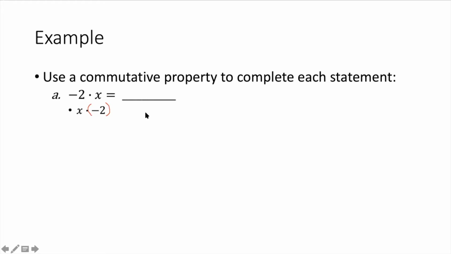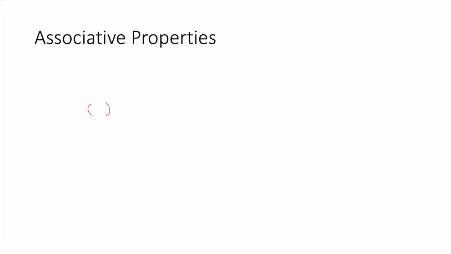All right, next, 19 plus 3y is equal to what? So this expression is a sum. It's the addition of two terms. So using the commutative property of addition, 19 plus 3y is equal to 3y plus 19.